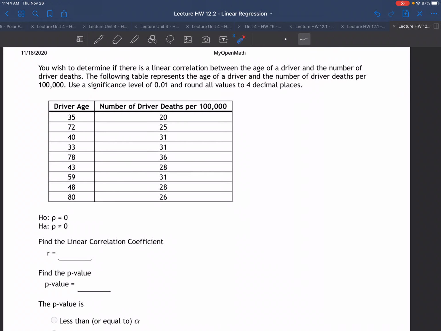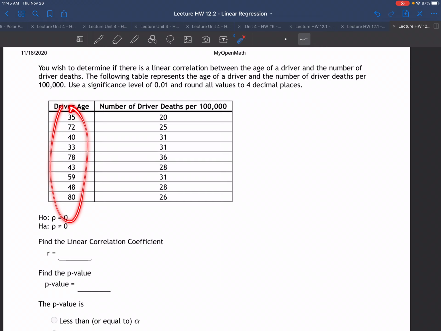In other words, what we're saying is, as drivers get younger, maybe there's more deaths, or maybe older drivers, like drivers that are 80. Are there more deaths because they're too old and they aren't competent behind the wheel? And then really young drivers, of course, we don't have a lot of really young ones here. 33 is about the youngest. There's no 17-year-olds.